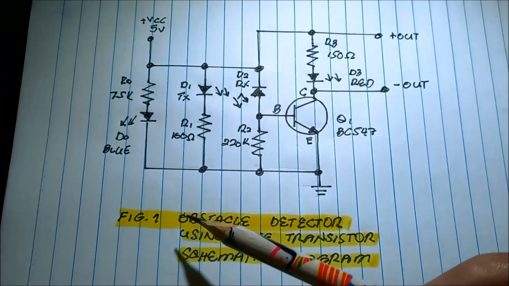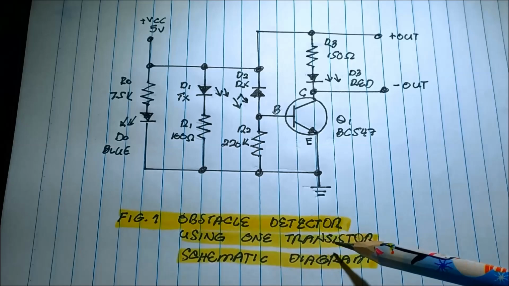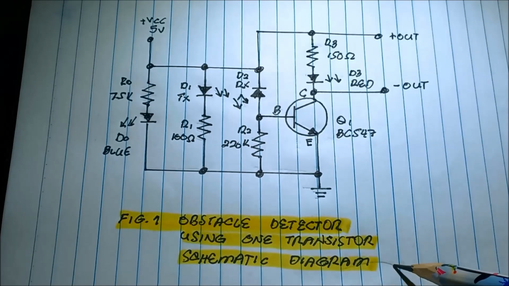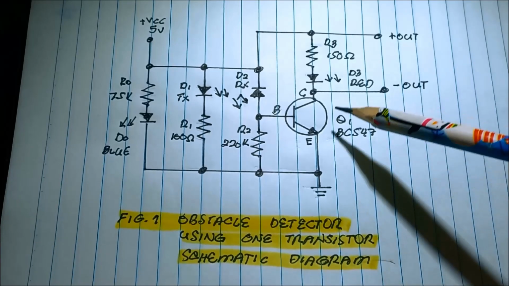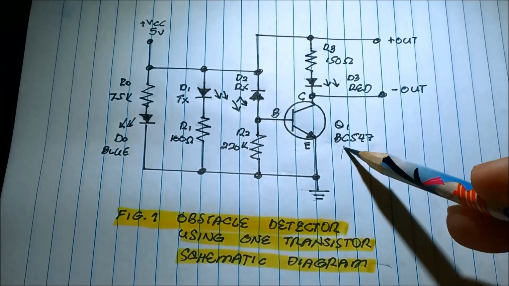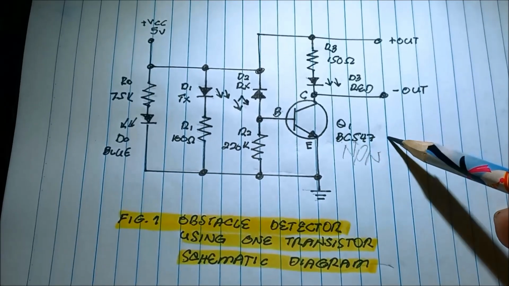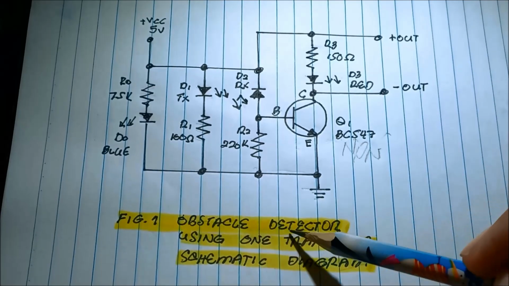We have now this figure 1, obstacle detector using one transistor schematic diagram. So in our project, we're only using one transistor, NPN type, BC547. What is the project? That is obstacle detector.